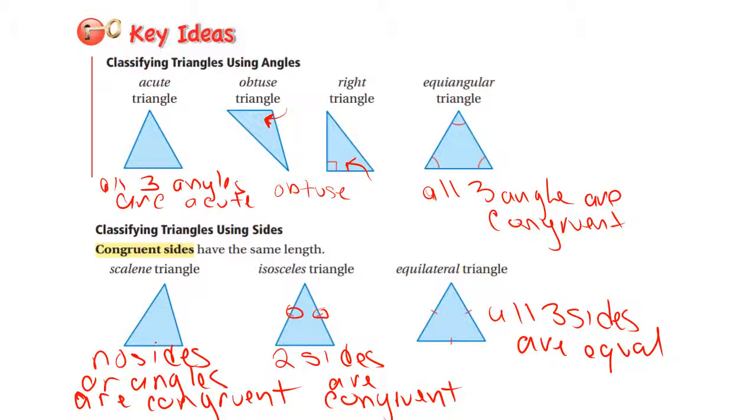And we talked about this in class, the fact that an equiangular and an equilateral triangle are actually the same triangle. So an equilateral is also going to be an equiangular.